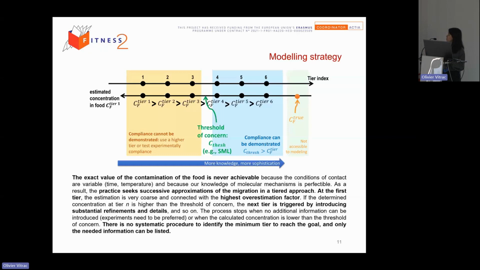objective. For the first tier, for example, we have high overestimation factors. If the migration value meets the limit, everything is okay, we don't need to go further in the calculation process. For sure, if the migration value is higher than the limit, we need to introduce more details or more assumptions to refine the model, etc.